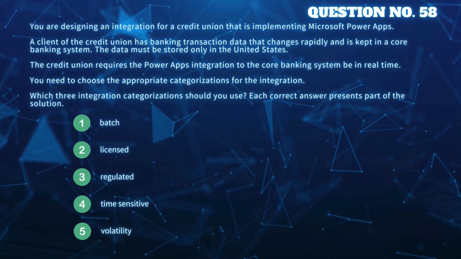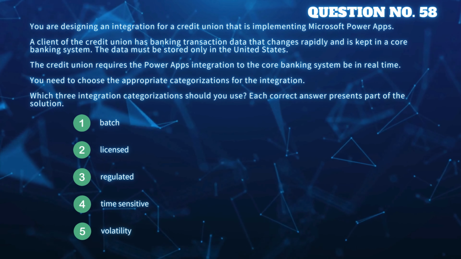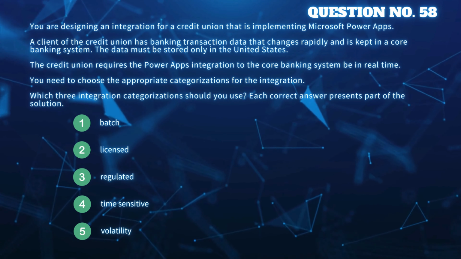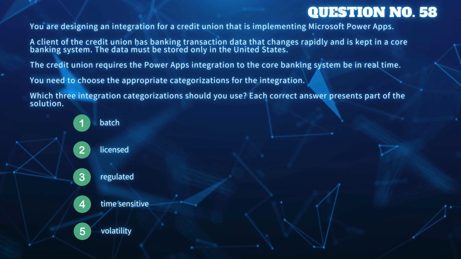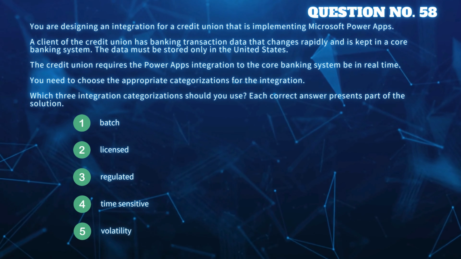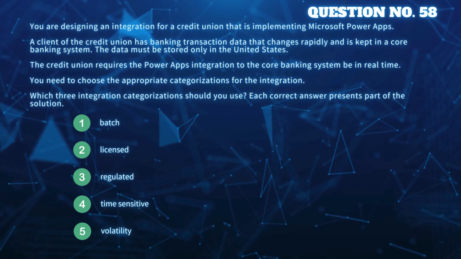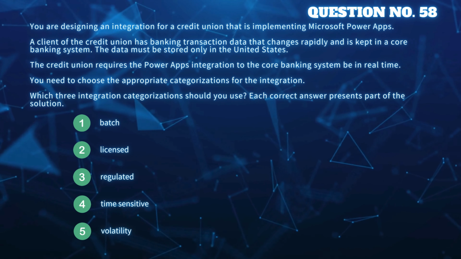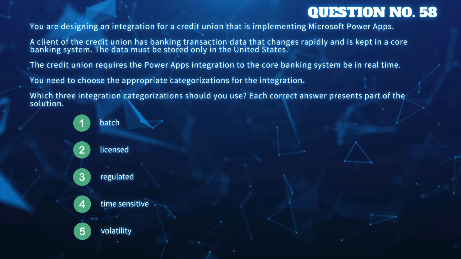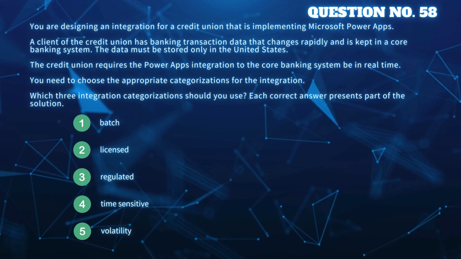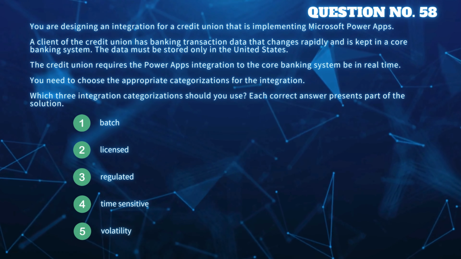You are designing an integration for a credit union that is implementing Microsoft Power Apps. A client of the credit union has banking transaction data that changes rapidly and is kept in a core banking system. The data must be stored only in the United States. The credit union requires the Power Apps integration to the core banking system be in real time. You need to choose the appropriate categorizations for the integration.